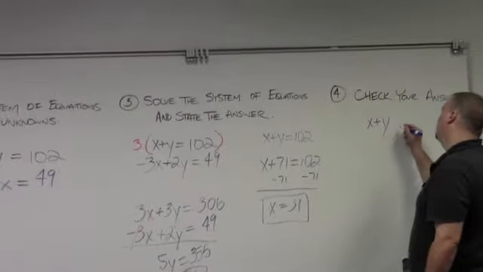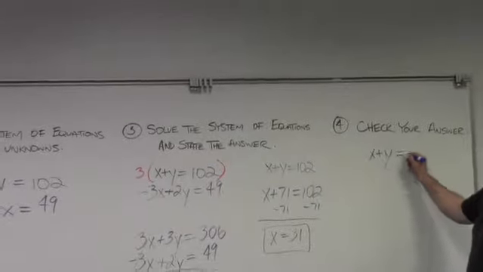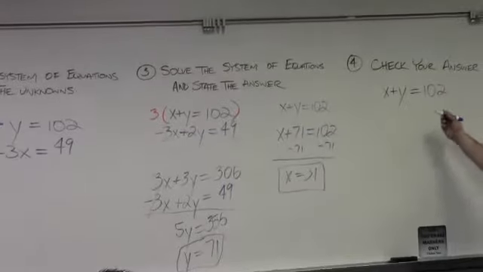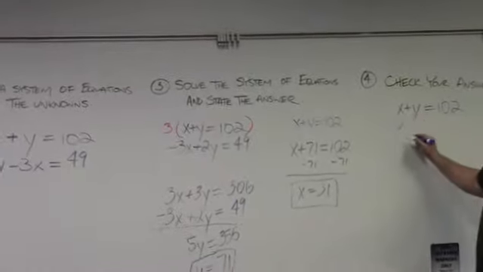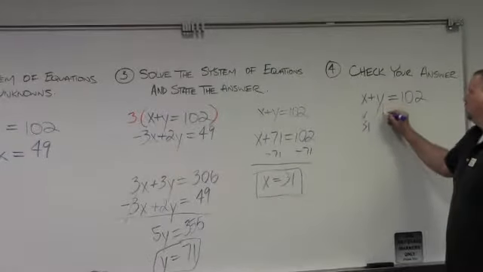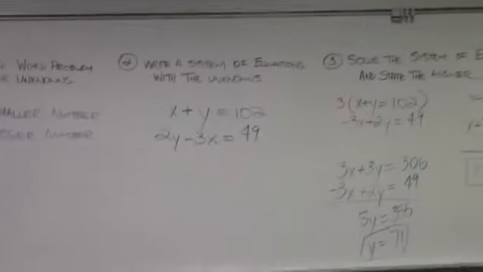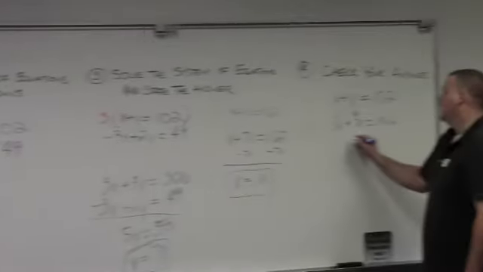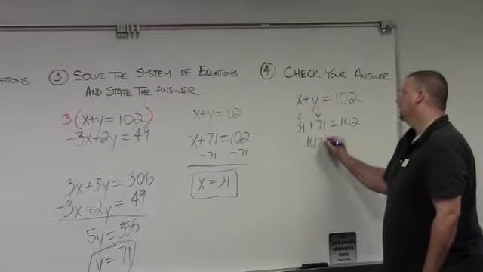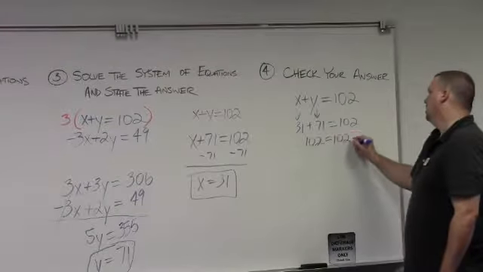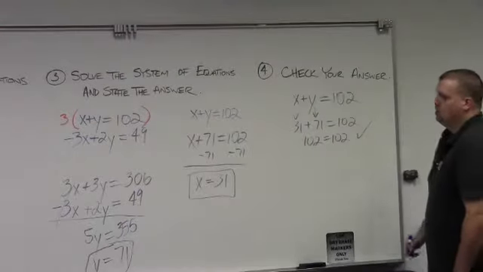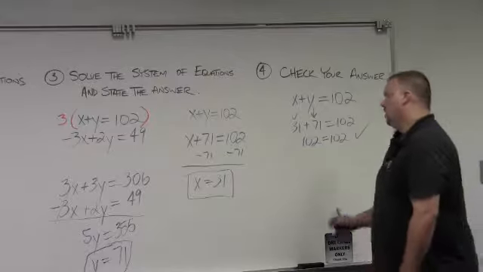So let's go back to our first equation. What was x? What was y? Does 31 plus 71 add up to 102? Yes. So that checks. We also need to check the second equation.